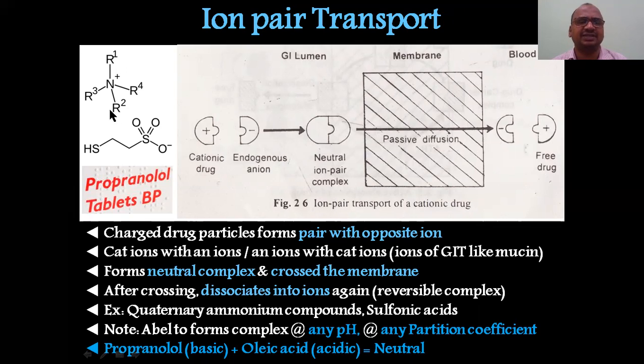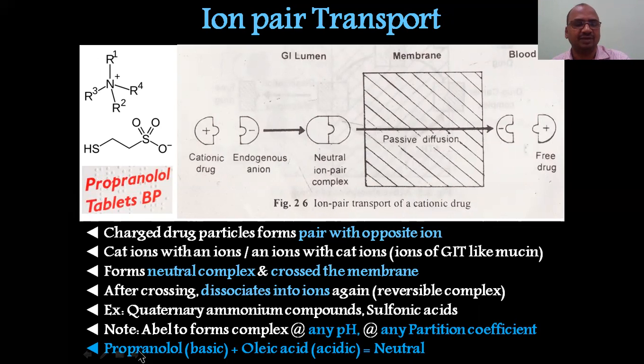Examples of drugs like this: quaternary ammonium compounds. Quater means four, which you know very well. Four amino groups make an ammonium, NH4, so it has a plus mark. So it links with a negative charge, and it forms a complex.